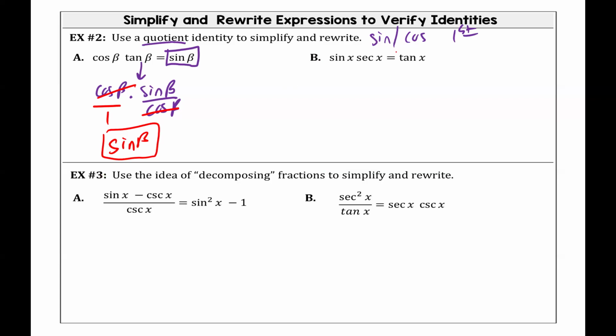Okay. So again, now this is your end game. Give it a try. Your end game is tan x. Remember, you want to make sure that everything is in terms of sine and cosine before you dive in.